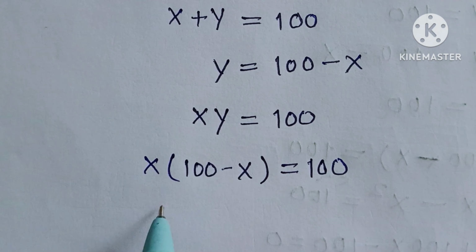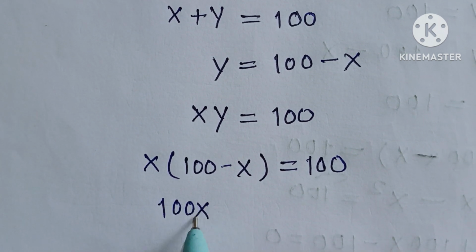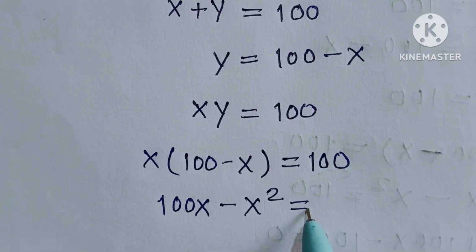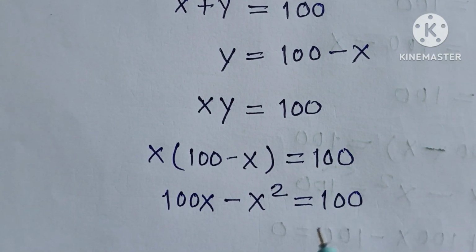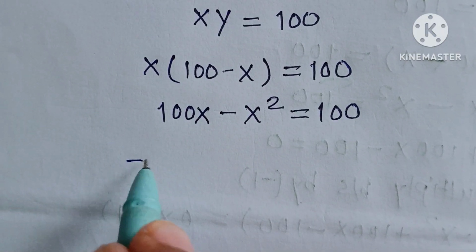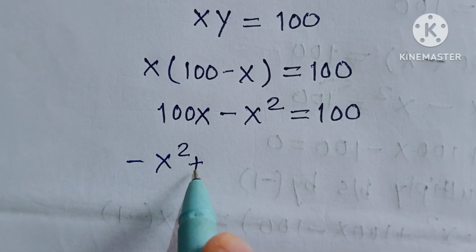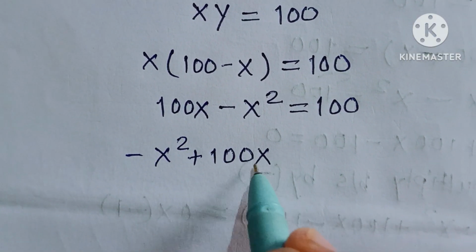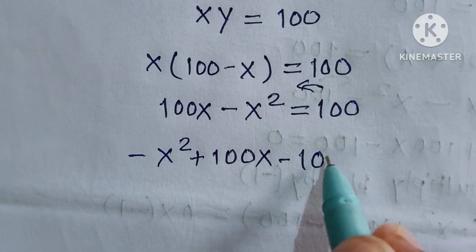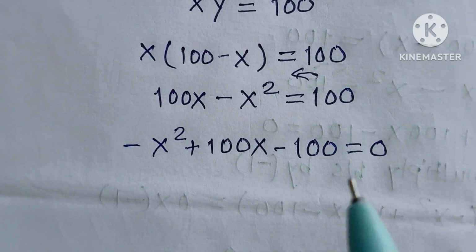So we get x into (100 minus x) equal to 100. Multiply this x, 100x minus x square equal to 100. Now minus x square plus 100x, transfer this side, minus 100 equal to 0.